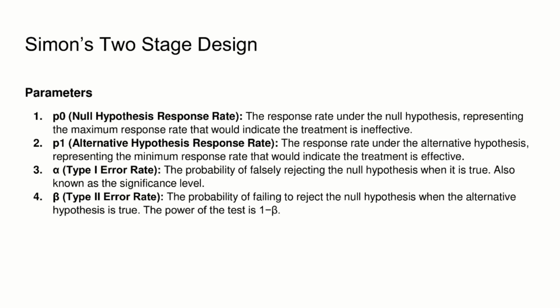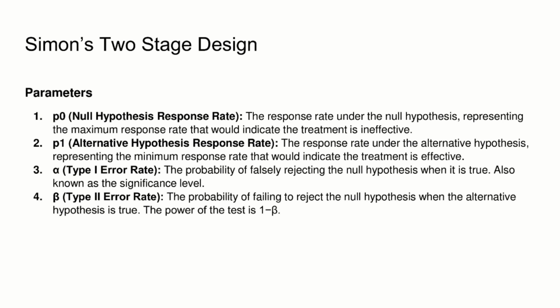The parameters: P0, null hypothesis response rate. The response rate under the null hypothesis representing the maximum response rate that would indicate the treatment is ineffective. P1, alternative hypothesis response rate. The response rate under the alternative hypothesis representing the minimum response rate that would indicate the treatment is effective.